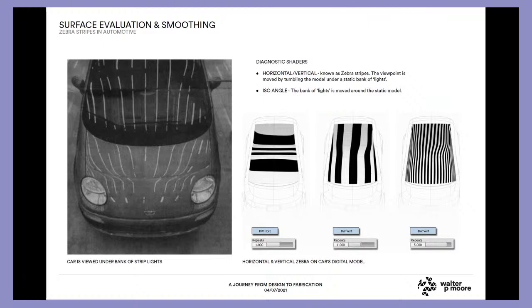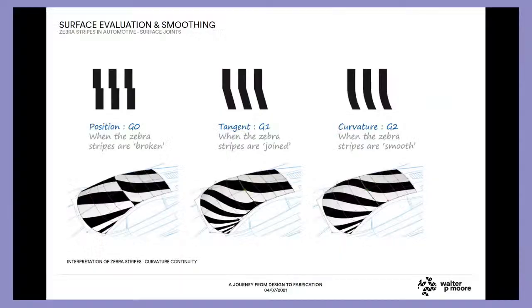We mainly used the zebra stripes for the evaluation, and I'm going to briefly explain what they are. It's a method to understand the curvature and continuity between two adjacent surfaces. If you look those up, there are three main categories of curvature continuity, and there is a prerequisite: to achieve G2, as you see on the screen, you need to have G0 and G1 already tackled.